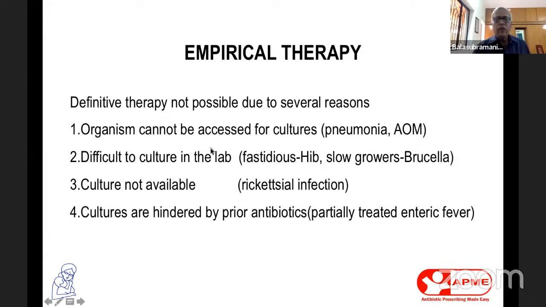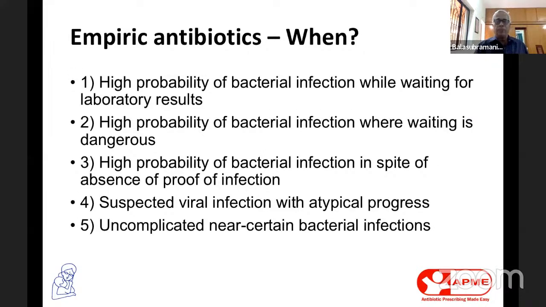And if you have a difficult-to-culture organism in the lab, H. influenzae very rarely grows. Slow growers like Brucella, culture is not available. Rickettsial, leptospiral infection, you don't have culture facilities. And most importantly, in practice, somebody who has already received antibiotics, 5 days fever, 3 antibiotics given, you can't prove enteric fever at all with cultures. So you have to resort to empirical therapy.